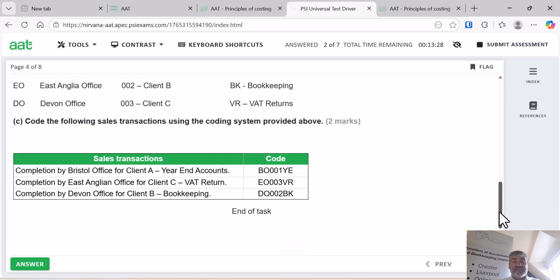Okay, well that brings us to the end of task 3 of the Principles of Costing Sample Assessment 2.